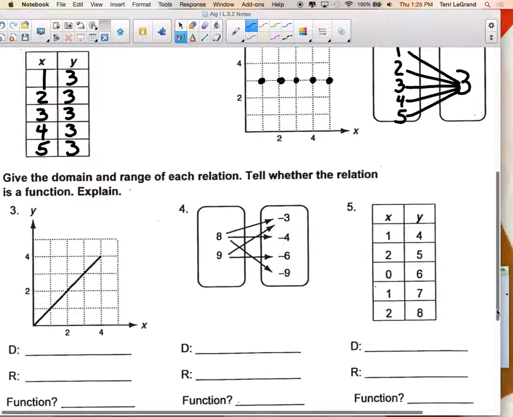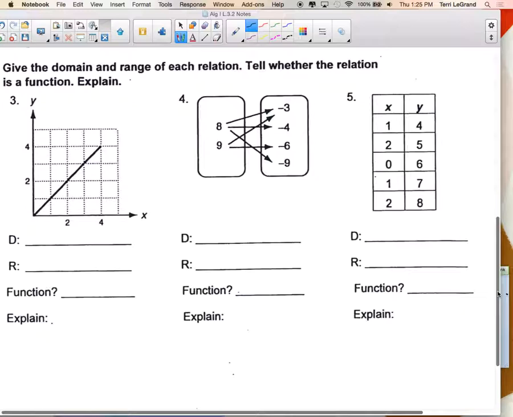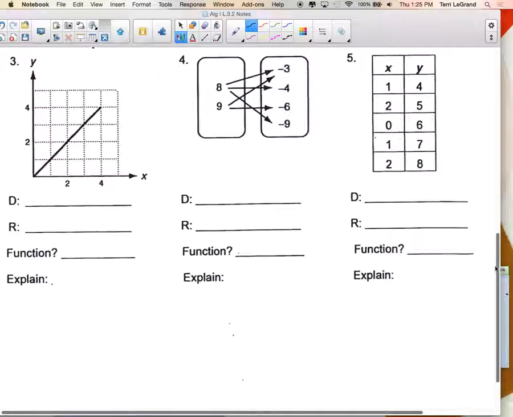Okay, let's go down to the bottom then and let's work with domain and range one more time, and being able to determine if our relation is a function or not. So, domain and range for this one. Can we make a list of x values? No way. It's what kind of a graph? Continuous. Endpoints? (0, 0) and (4, 4).